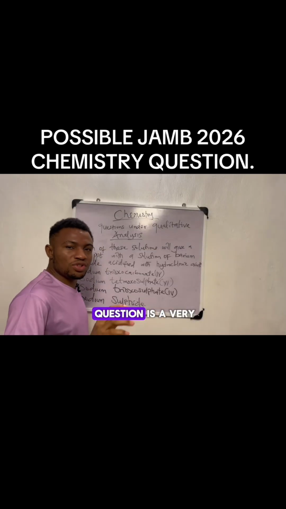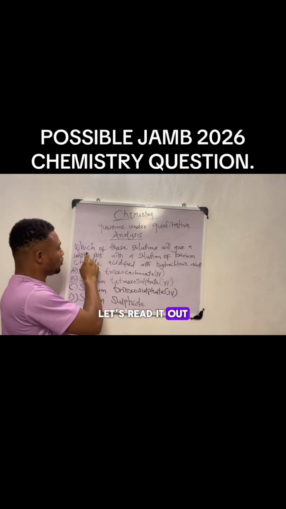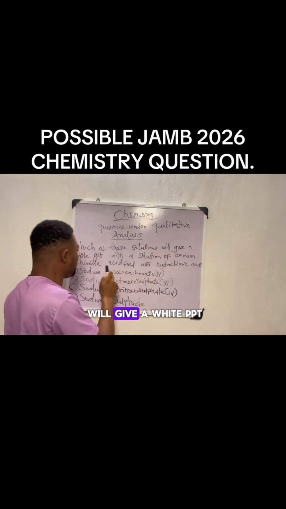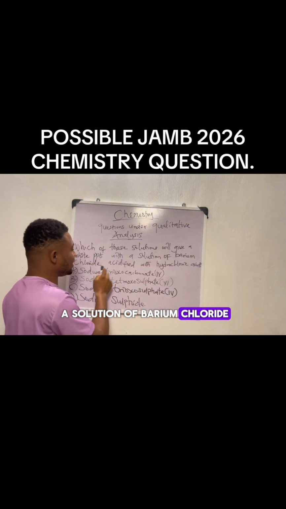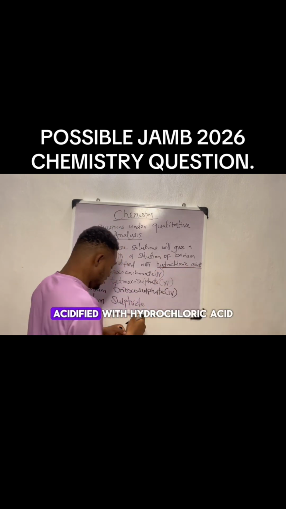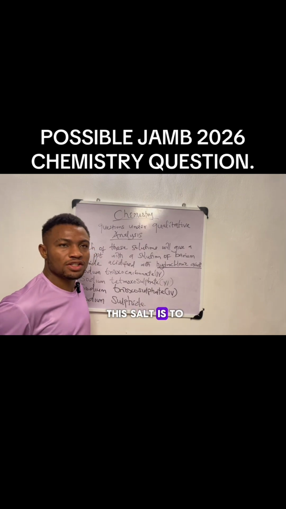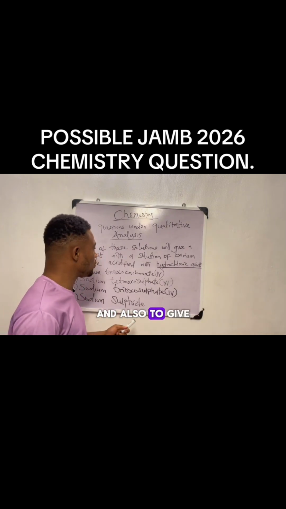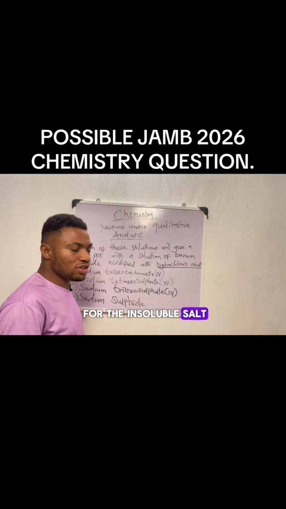But like I said, this question is a very, very easy question. Let's read it out. Which of these solutions will give a white precipitate with a solution of barium chloride acidified with hydrochloric acid? The purpose of acidifying this salt is to prevent unwanted reactions and also to give us a specific test for the insoluble salt, the salt that we're looking for.